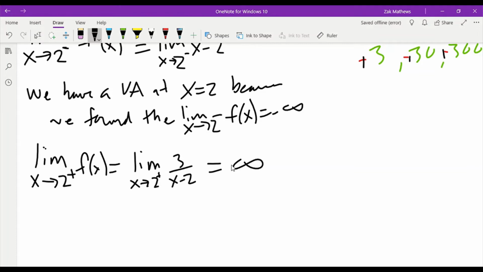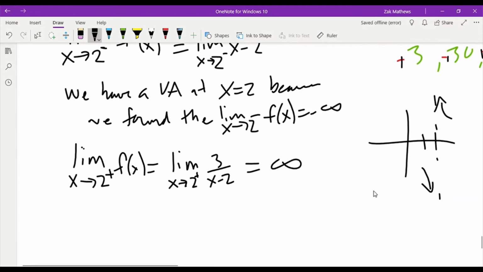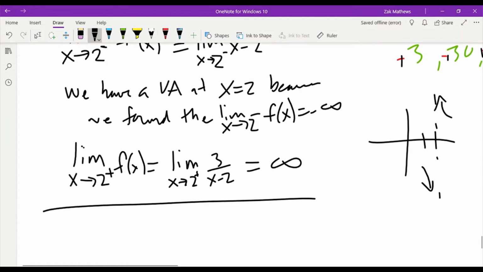So we're getting a pretty good indication now on the graph as we approach 2. If we're doing so, we know this is an asymptote. If we're doing so from the left, we know that we're going down to negative infinity. If we are doing so from the right, we know we're going up to infinity. Now this is a rough ballpark because I don't know where my horizontal asymptote is yet. So let's find that horizontal asymptote next.